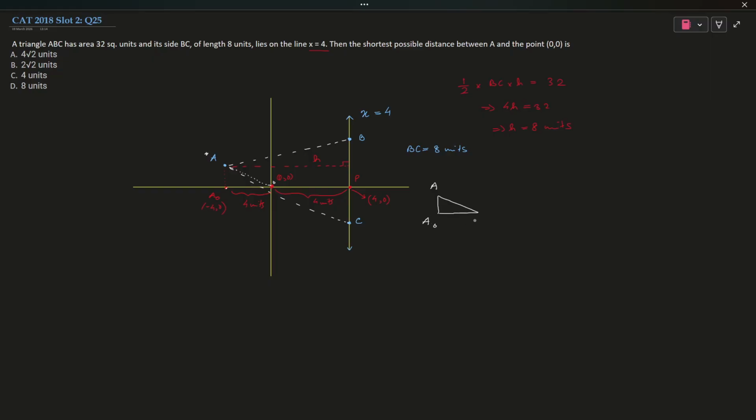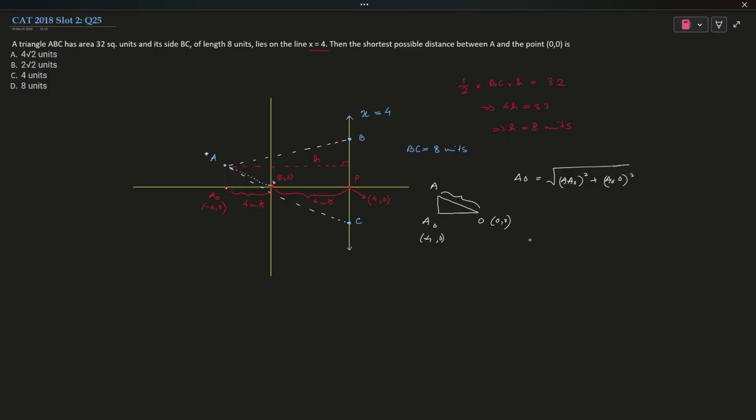A naught and O. O is basically the origin. A naught is minus of 4 comma 0, right? A is minus of 4 comma 0. I need to find this distance. So what is AO, guys? AO is equal to under root of A naught square, Pythagoras theorem, guys, plus A naught O square, right?